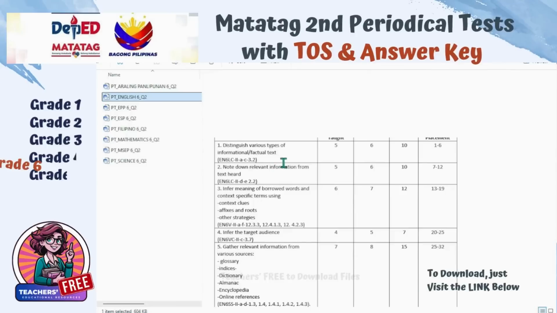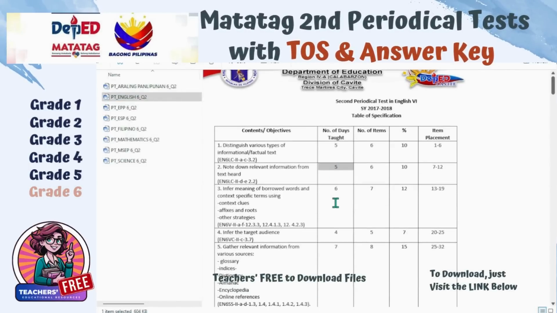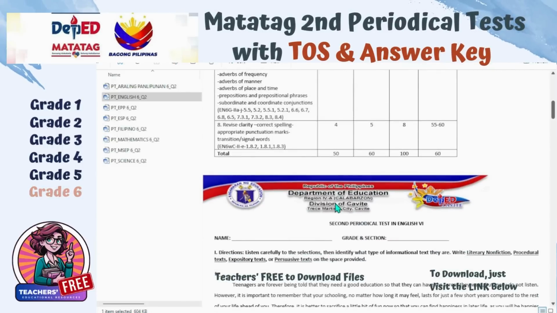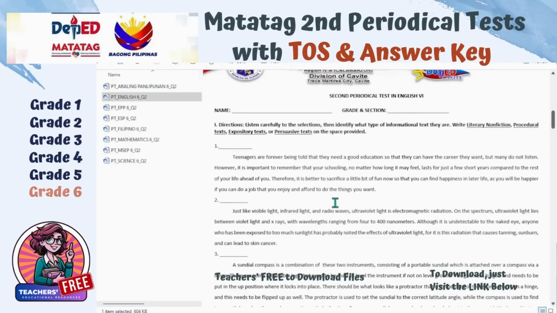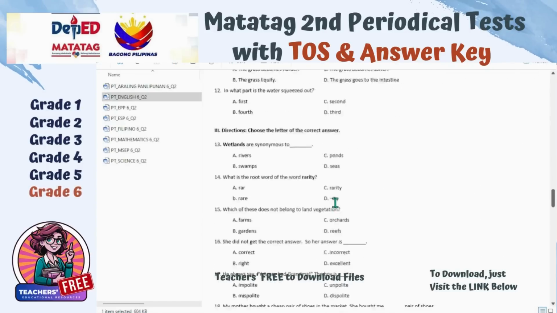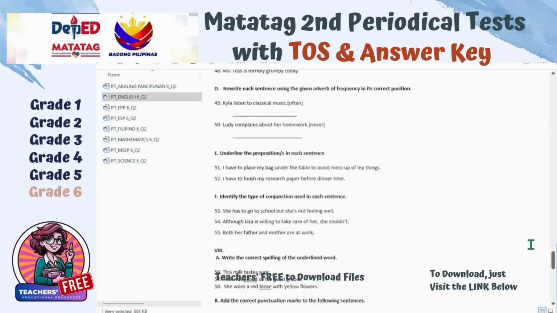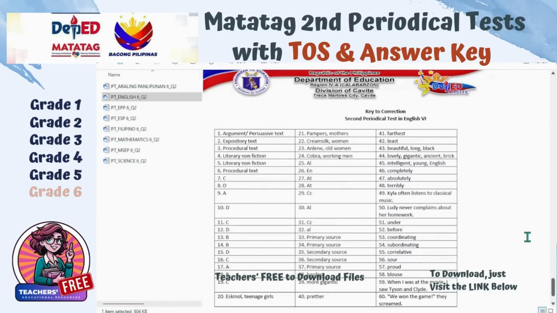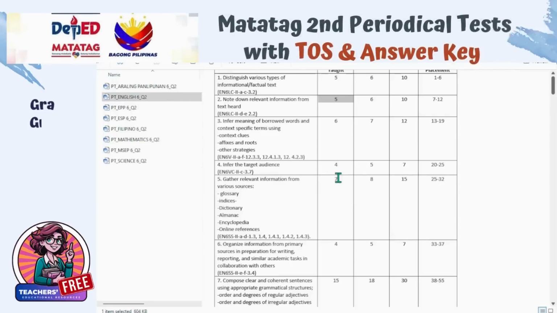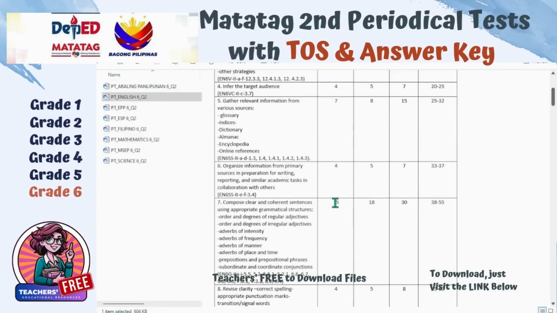We also have the English 6-second periodical test, which covers. You'll need to distinguish different types of informational texts and note down relevant information from what you hear. You'll also practice inferring the meaning of unfamiliar words using context clues, affixes, and roots, and identify the target audience of a text. You'll gather information from sources like dictionaries, glossaries, and online references, and organize this information for writing or reporting tasks.